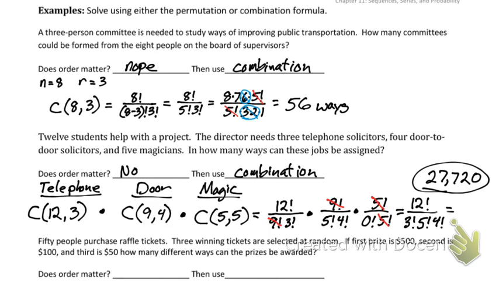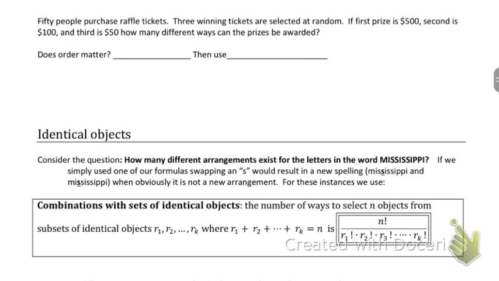All right, our next one. We have 50 people purchasing raffle tickets. 3 winning tickets are selected at random. If first prize is $500, second prize is $100, and third is $50. How many different ways are there to be awarded? Do you care what place you get? Yeah. You should be, if I tell you, Lizzie, you got first place, here's your $50, you'd be like, wait a minute. Order definitely matters in this one. Yes, it does. Does order matter? Yes. So we're going to use permutation.